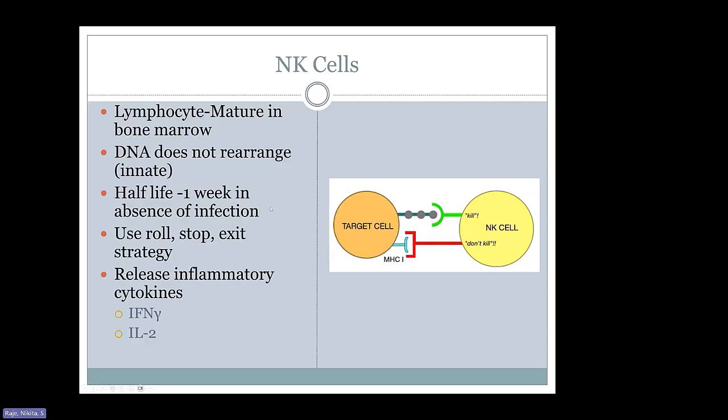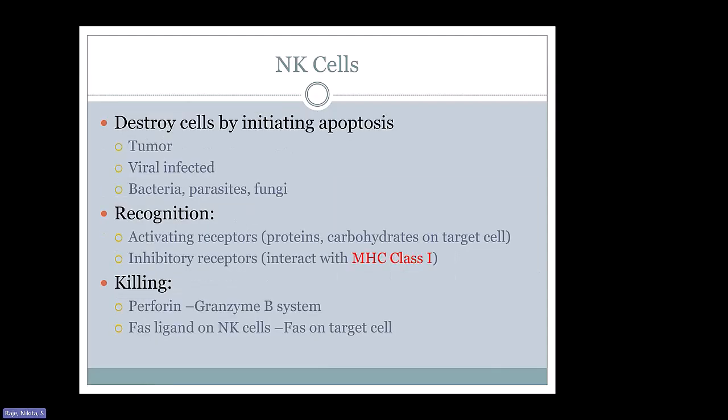Apart from that, NK cells can release inflammatory cytokines. Remember, we talked about how NK cells can release interferon gamma that helps in activation of macrophages. They also produce IL-2 that helps in activation of T cells. So they are big producers of these cytokines that help in activating other immune cells.